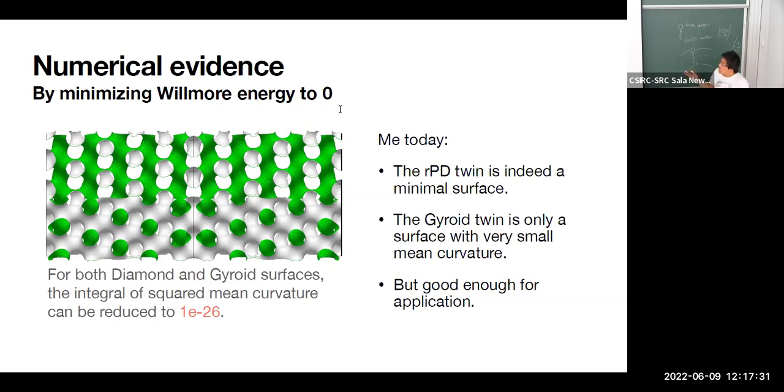But if it's not a minimal surface, it's still good, because for applications, the biofilms, the bilayers, they are flexible. They can tolerate a little bit of small mean curvature. So it is still good. And actually, we already have 3 other groups who came later, but they also observed the twinning of gyroid in their experiments.